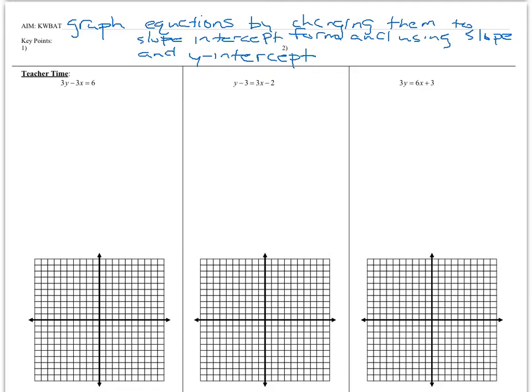So essentially, yesterday we learned how to change equations into slope-intercept form. The day before, we learned how to graph equations that were in slope-intercept form by simply using slope and y-intercept. So that means today we are simply putting those two ideas together.